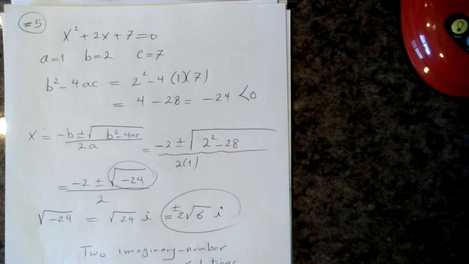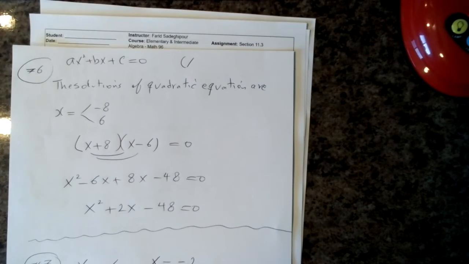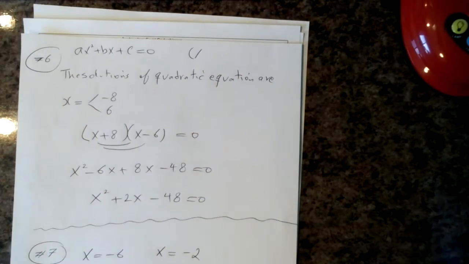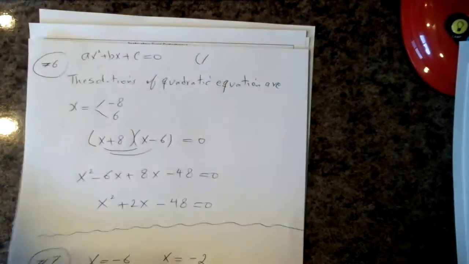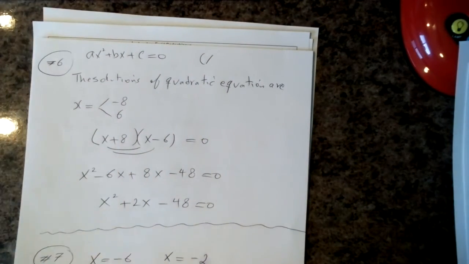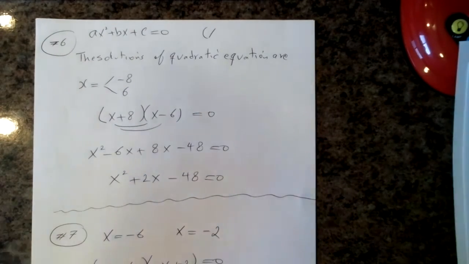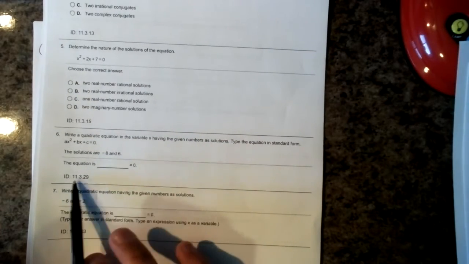See, that final answer is an imaginary number. Okay, number 6. Just a minute, let me find the problem for number 6 so we know what's going on. Number 6 is this. Write a quadratic equation in the variable x having the given numbers.